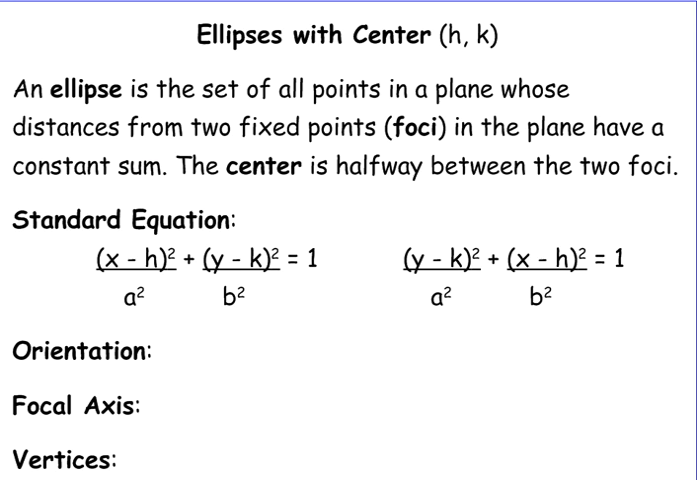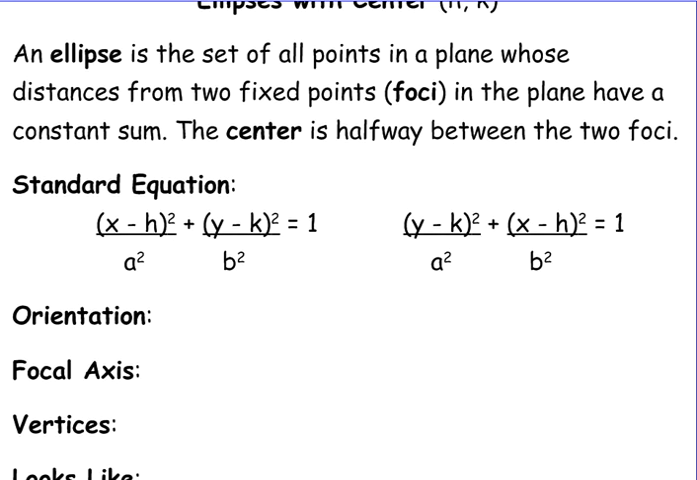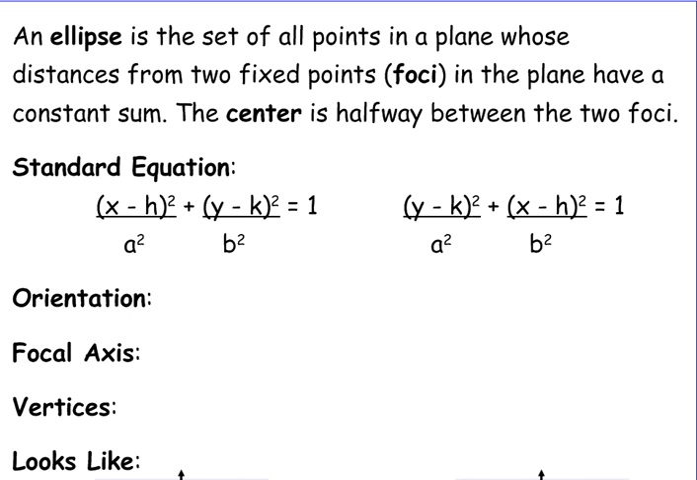So that's why in these equations you have a plus in between the terms, and they're always equal to 1. That's what that equation is representing, that the distances have a constant sum. The center is halfway between the two foci. So we can do this two different ways. We can have (x minus h) squared over a squared, or we could have (y minus k) squared over a squared plus (x minus h) squared over b squared.